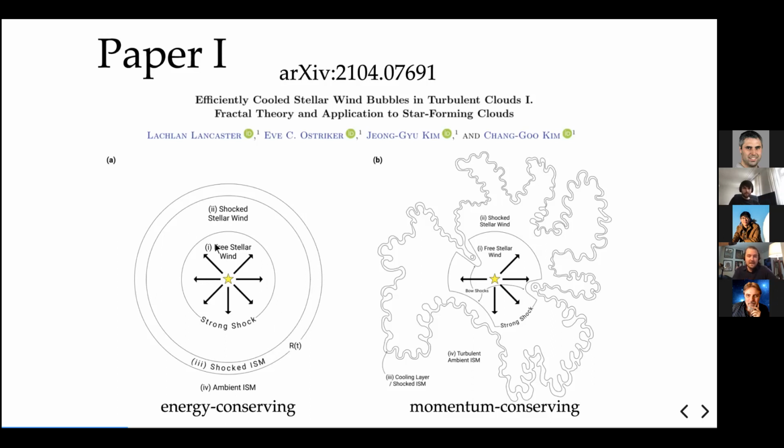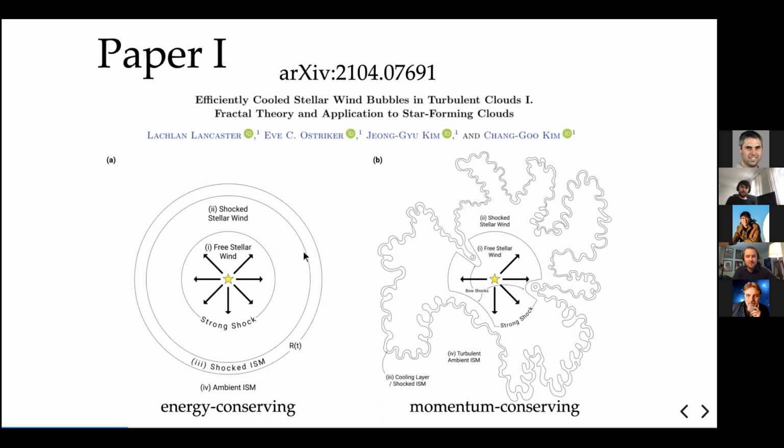It has this adiabatically expanding free stellar wind that then goes through a strong shock. This perpendicular shock thermalizes the gas very, very efficiently to very high pressures. And this high pressure gas does work on the surrounding uniform ambient ISM, expanding at velocities that are much greater than the local sound speeds. You have this swept up shocked ISM and then the ambient ISM. And between the shocked stellar wind and the shocked ISM, you have a contact discontinuity.